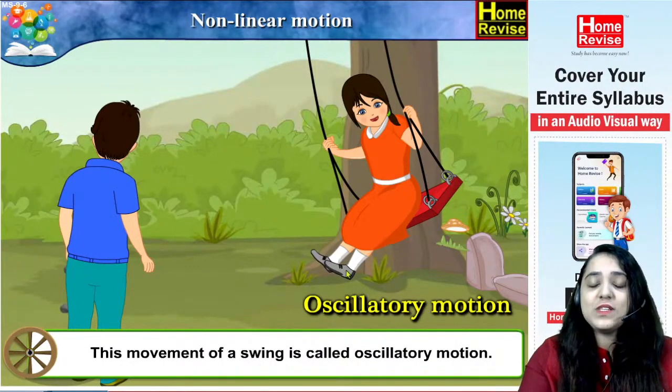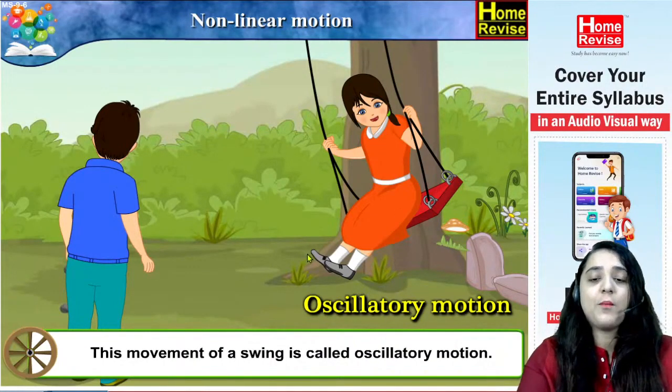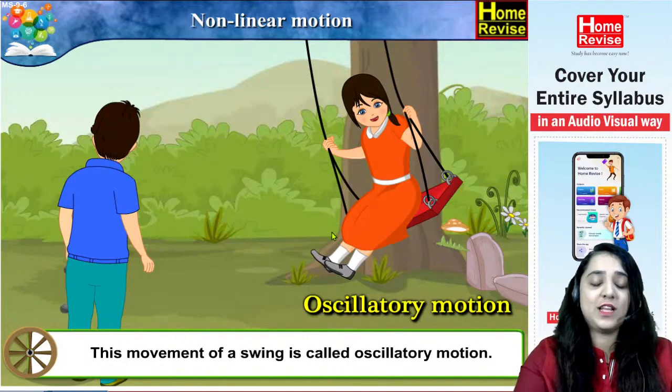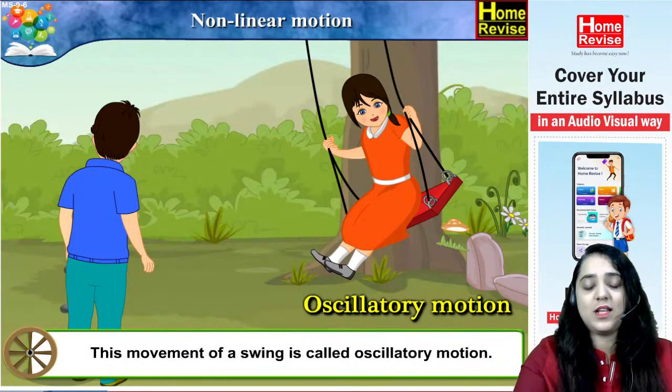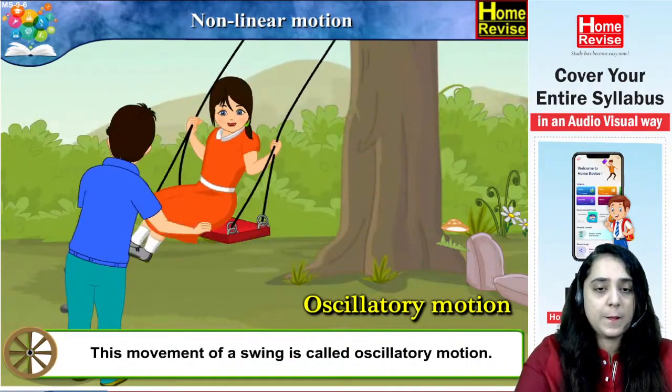So the movement of a swing, you can keep one example in your mind. The movement of the swing. So this movement of the swing helps you to understand the oscillatory motion. This is an example of the oscillatory motion.